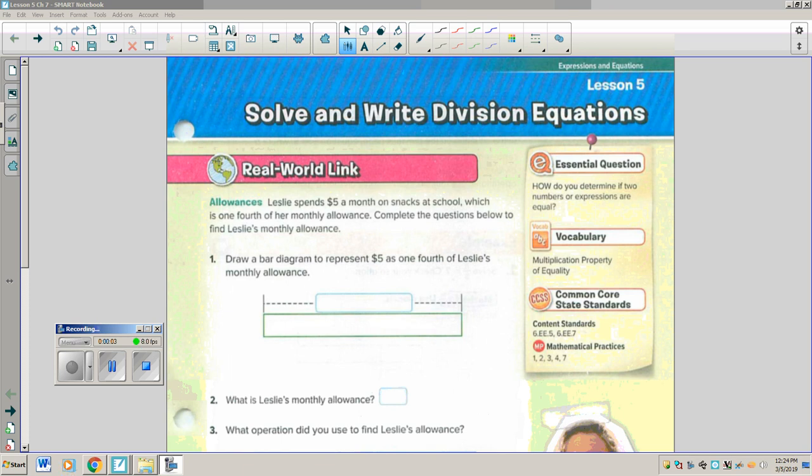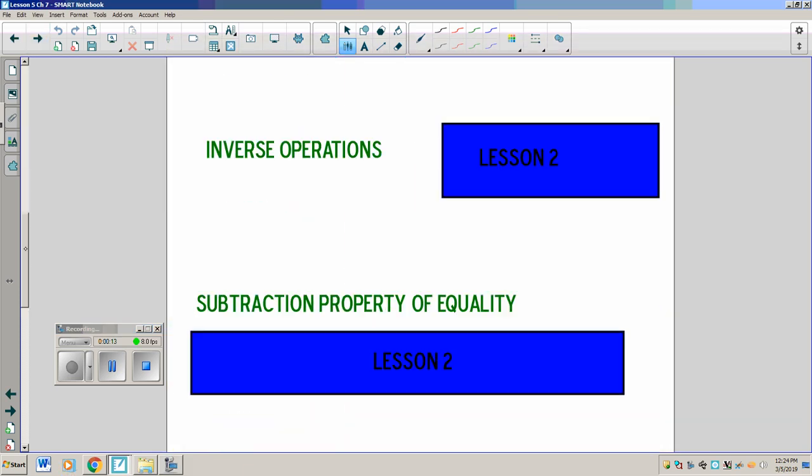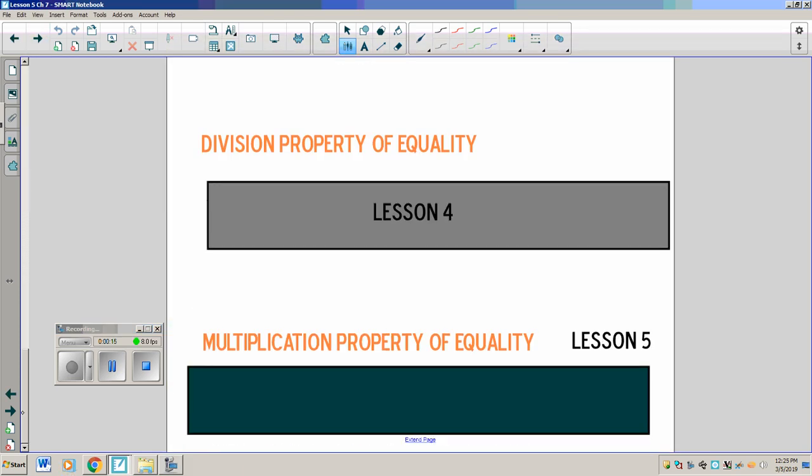Lesson 5, Chapter 7. This is your last lesson for this chapter, a little bit shorter than the rest. Good introduction on how to solve equations using variables. One last word to add to your vocab list: multiplication property of equality.